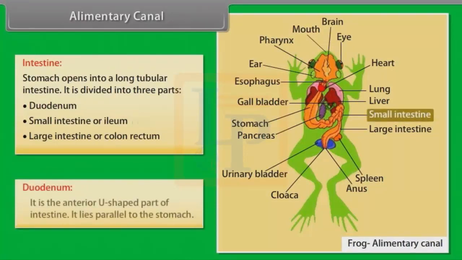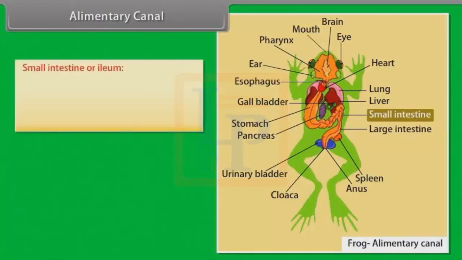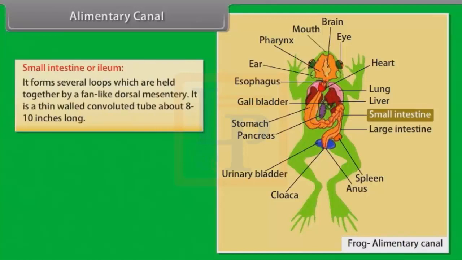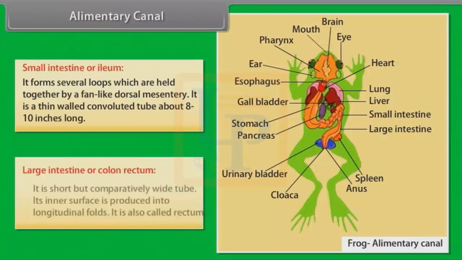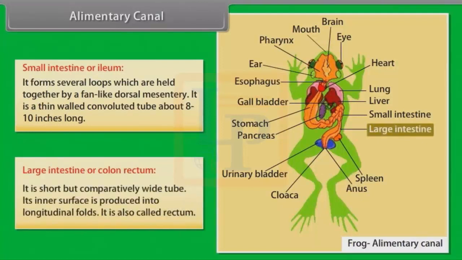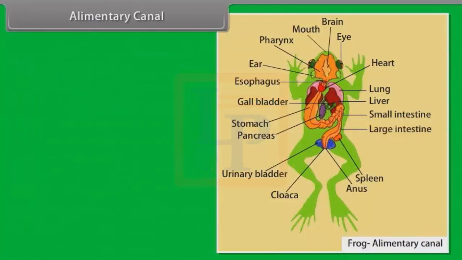Duodenum. It is the anterior U-shaped part of intestine. It lies parallel to the stomach. Small intestine or ileum. It forms several loops which are held together by a fan-like dorsal mesentery. It is a thin-walled, convoluted tube about 8 to 10 inches long. Large intestine or colon rectum. It is a short but comparatively wide tube. Its inner surface is produced into longitudinal folds. It is also called rectum.